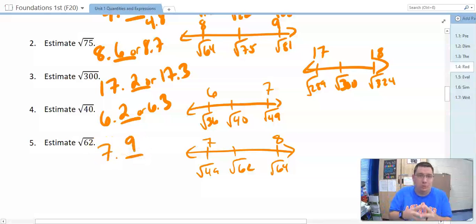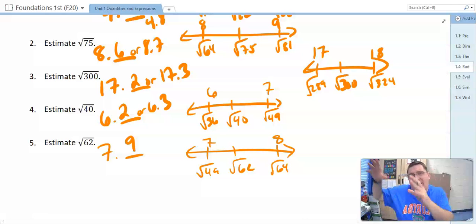It's really close. So we're going to use that 7.9. Again, it might be like 7.87 something or 7.88 something. But rounding to the tenths, it would round up to a 9 anyways. So that's what we're looking at with those examples there.